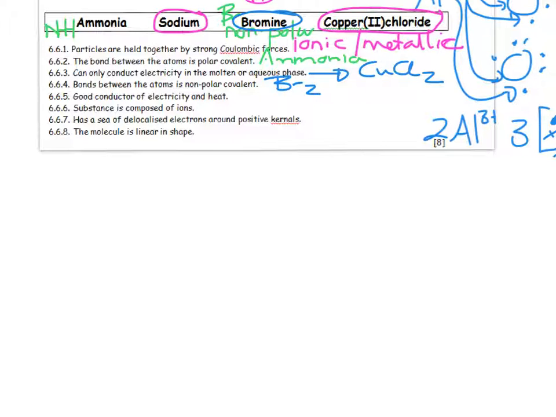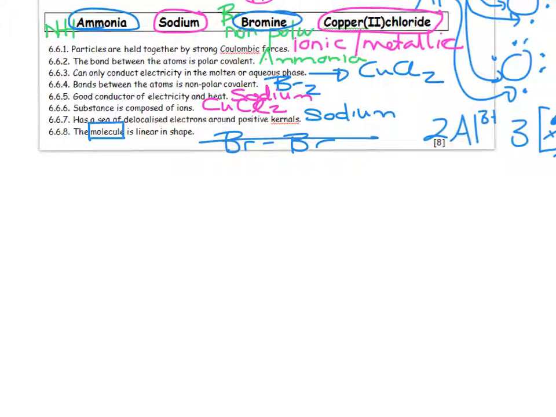A good conductor of electricity and heat, that is an identifying feature of a metal, so that must be sodium. Substance is composed of ions, that must be an ionic substance, so again that's your copper chloride. Has a sea of delocalized electrons around positive kernels, again that's a metal, so it's going to be your sodium. And the molecule has a linear shape. If it's a molecule, it has to be covalently bonded, and the only two are ammonia and bromine. Ammonia is pyramidal, and bromine is going to be Br2, and that is linear.